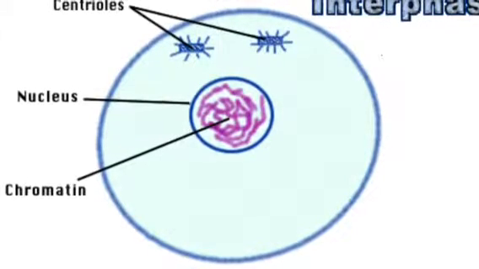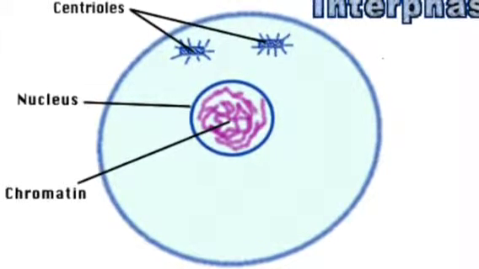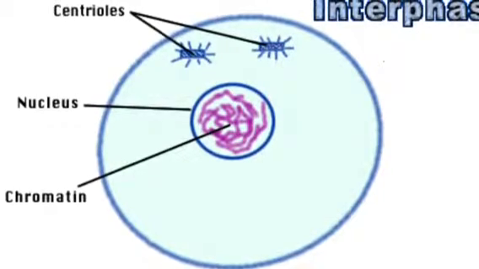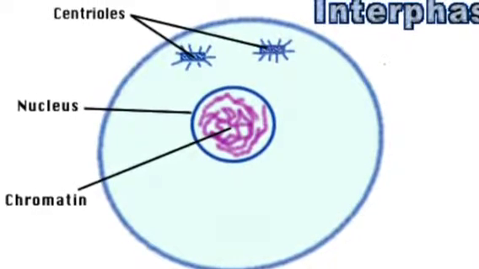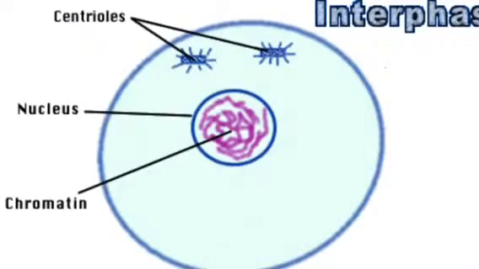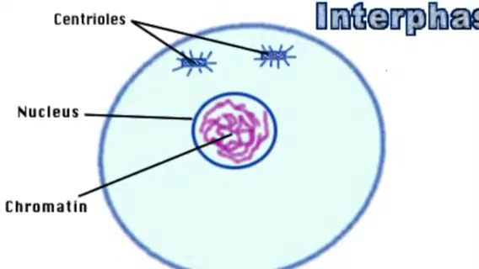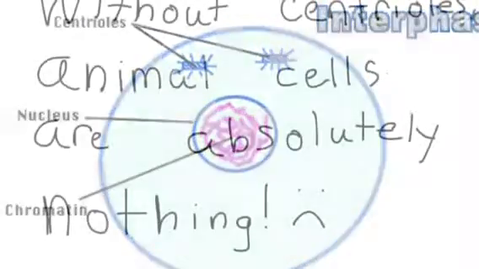It's just going about its daily business of surviving and making sure it has all the nutrients and energy it needs. It's also getting ready for another division that will happen another day. It is duplicating its nucleic acids, so when it's time for prophase again, all the pieces are there.